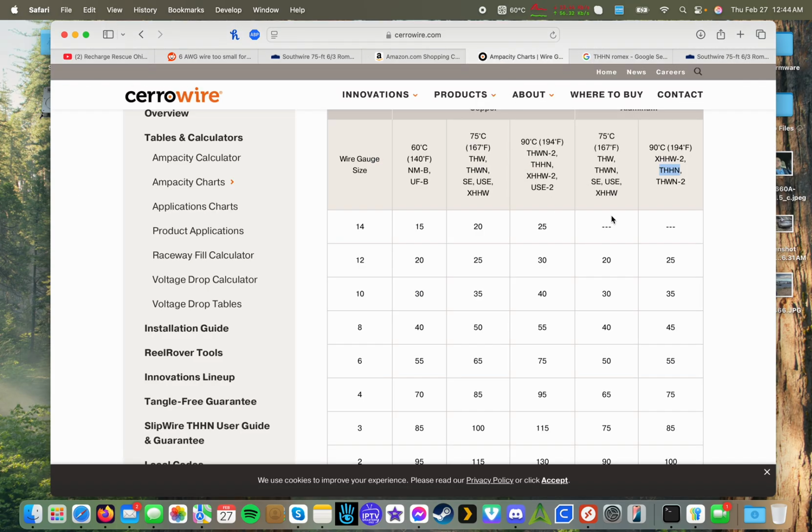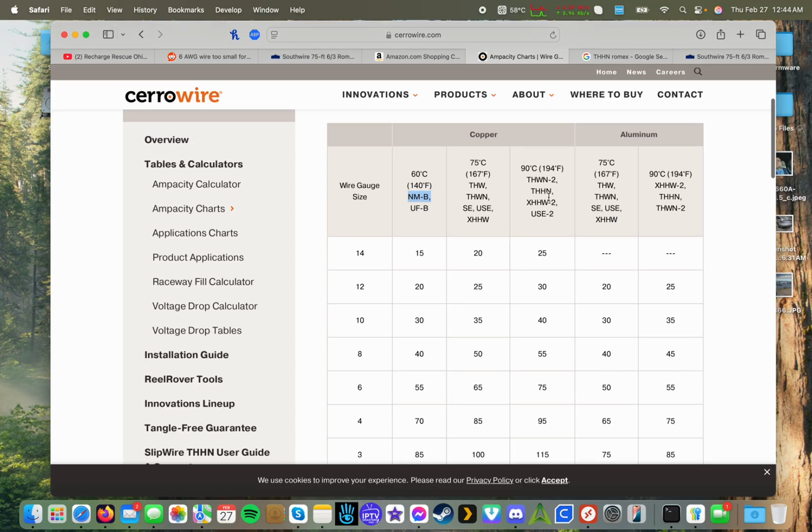Where'd that ampacity thing go? I don't know what we're looking at here. I don't claim to be an expert. I'm not a charging expert by any means. But there's NMB, but that says 60 C. And we know the one I have is rated for 80 C. Even that is showing 55 at 60. I'm at 90, not 80 C. I have no clue. Oh, these are aluminum. Okay, I just realized that.